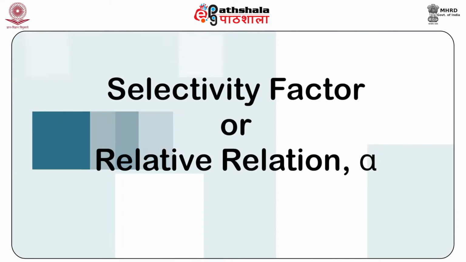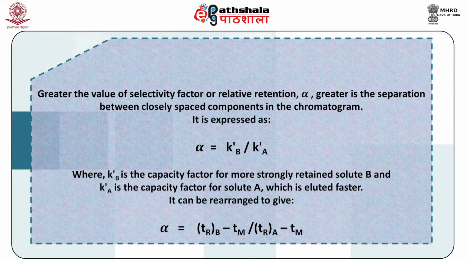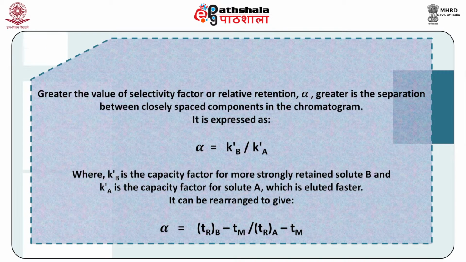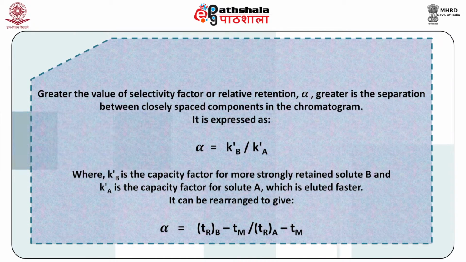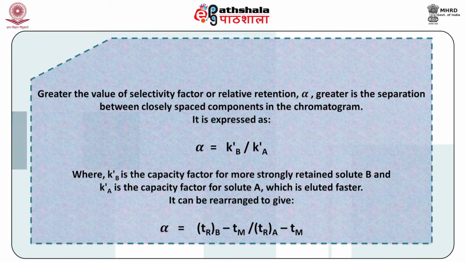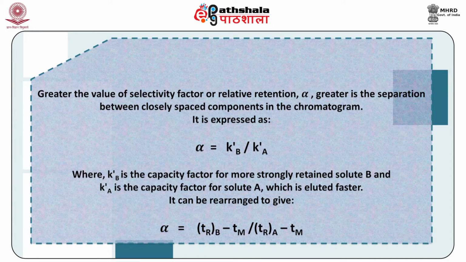Next term is the selectivity factor or relative retention, and it is denoted by alpha. This term describes the extent of separation between two components. The greater the value of selectivity factor or relative retention alpha, the greater is the separation between closely spaced components in the chromatogram. It is expressed as alpha is equal to Kb dash divided by Ka dash, where Kb dash is the capacity factor for the more strongly retained solute B and Ka dash is the capacity factor for solute A, which is eluted faster. It can be rearranged to give alpha is equal to TRB minus TM divided by TRA minus TM.